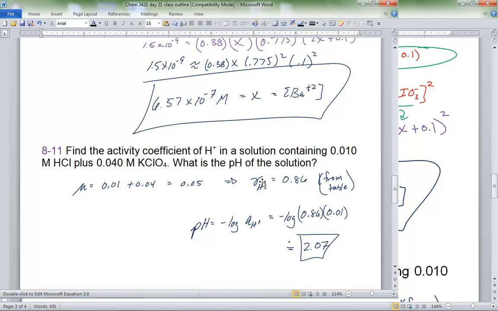But notice how this question could have been a lot uglier, right? Recognizing the concentration of hydrogen ion is not so bad, but what if this salt wouldn't have been a one-to-one salt? You'd have had to go through the work, but you know how to get the ionic strength from it. Don't forget to add on the ionic strength due to the HCl. That still would have worked, okay?